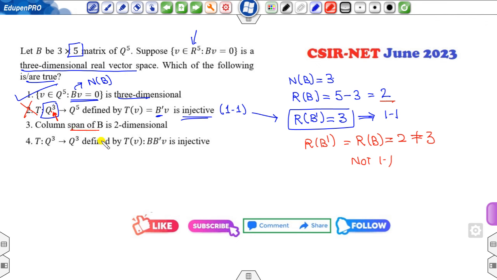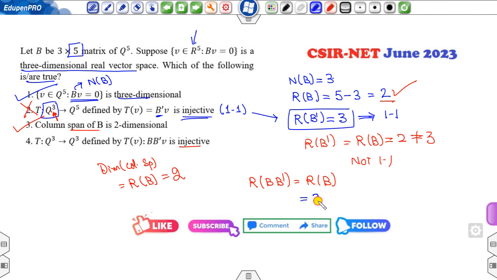Column space of B, that means the dimension of the column space is equal to the rank of B, which is my 2 dimension. Yes, rank is 2. Invertible, injective, that is again one-one. So your target is to prove the rank of this, which is the same as the rank of B. Rank of B is 2, but which is not equal to the dimension of this case. So it is not possible.